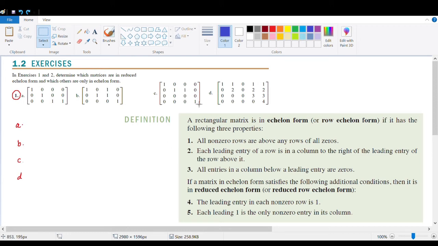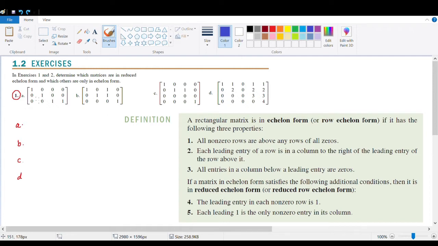In exercise 1, we need to determine which matrices are in reduced echelon form and which others are only in echelon form. We know that a matrix is in echelon form if it satisfies all these three properties, but it is in reduced echelon form if it satisfies all these five. So 3 properties for echelon form and all 5 properties for reduced echelon form.